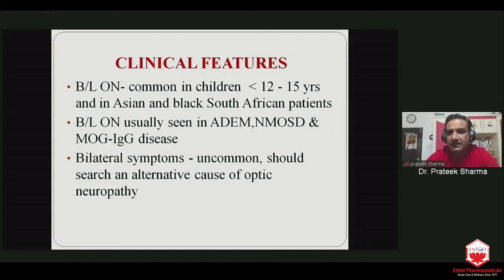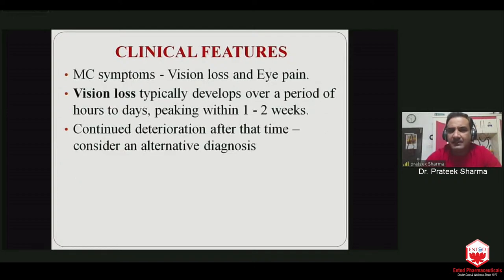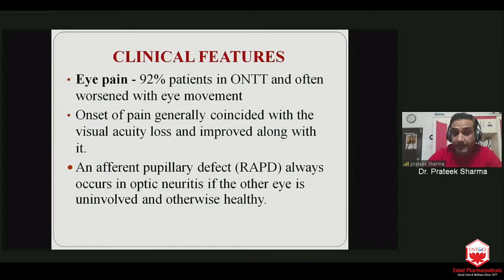If you are not suspecting MOG or ADEM or this kind of symptom, then we should also look for other possible causes of optic neuropathy. Clinical feature is always vision loss and eye pain, which we already discussed. In this situation, we look for the other causes. Eye pain is a very important thing. Pain on ocular movement was present in 22% of cases in the ONTT trial. Again, we have discussed RAPD was there, so there's a chance of RAPD, which can be pointed out on the swinging light test.